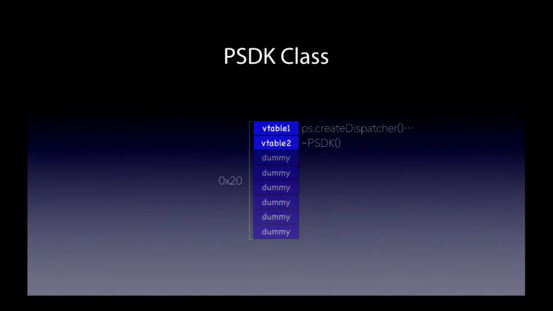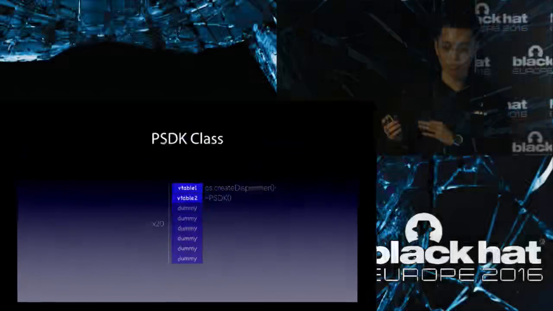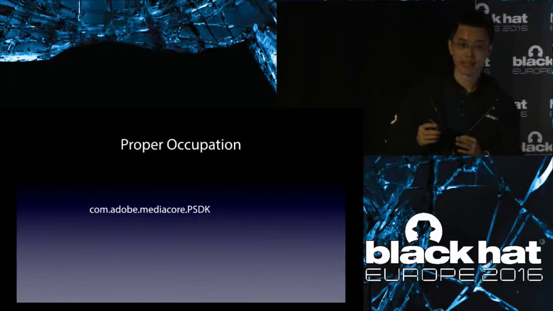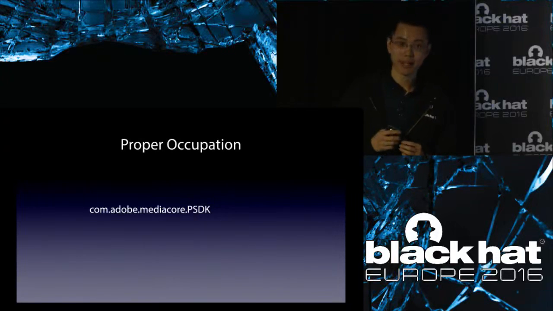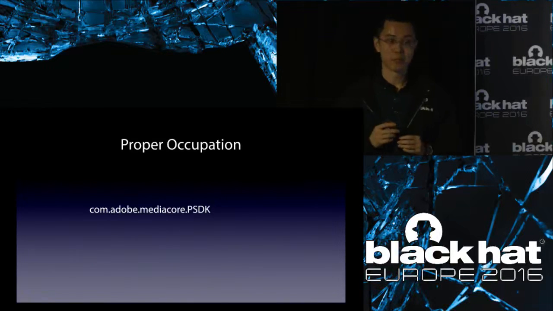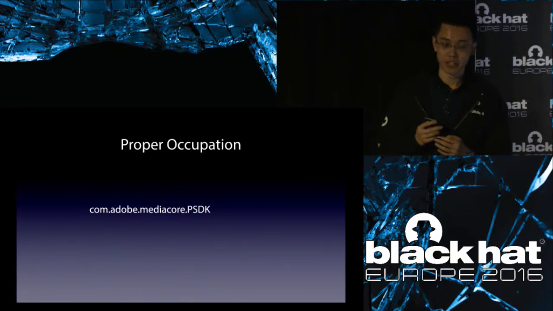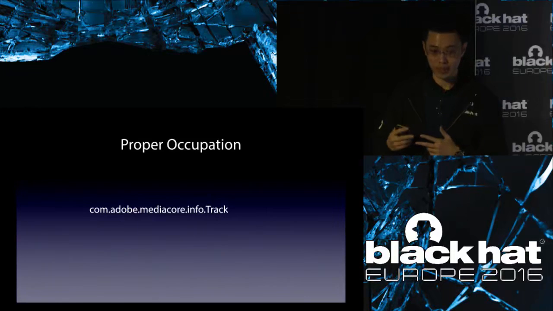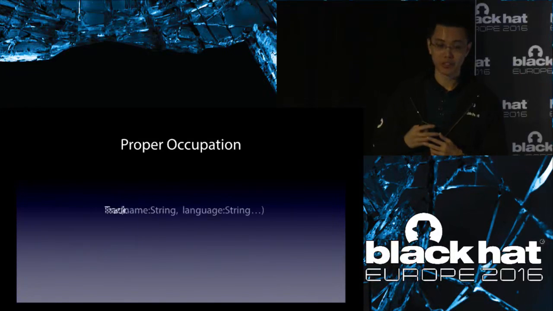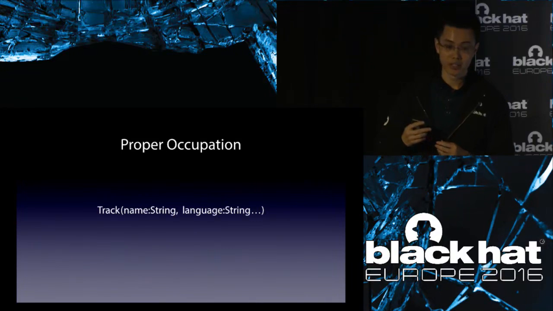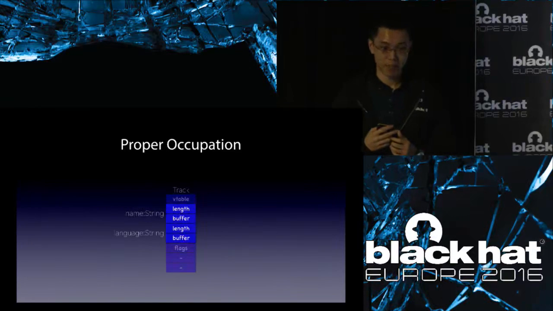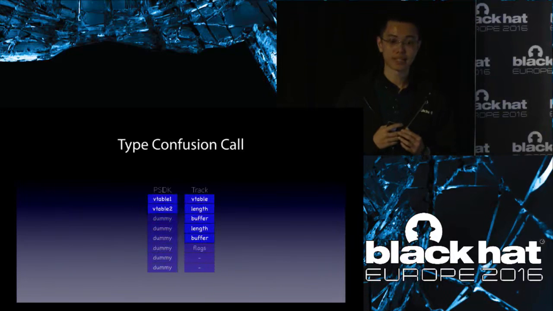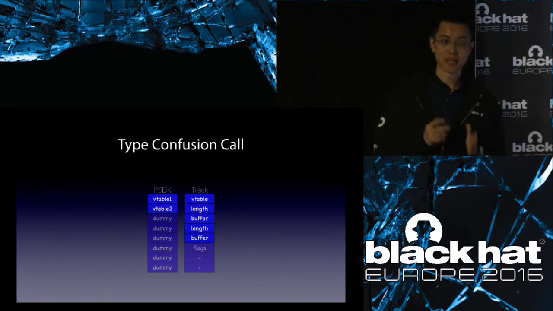So after PSDK is released, we should occupy its class memory with another class, as we discussed before. So I manually checked all the classes under the media core package. I think they are most likely the best candidates. Classes under the same package are very likely to be implemented in a similar way, especially for their heap partition. So finally, after several checks, I picked Track. It contains 2 string fields, and after memory alignment, Track is the same size as PSDK. Meaning that when PSDK is released, a newly constructed Track will then occupy its memory.